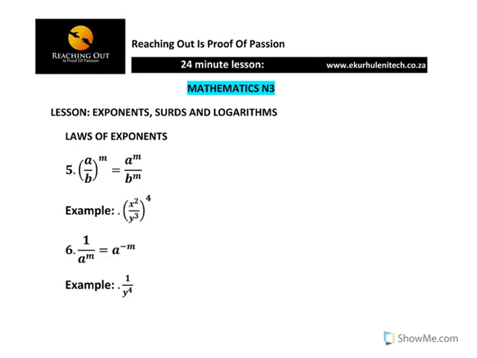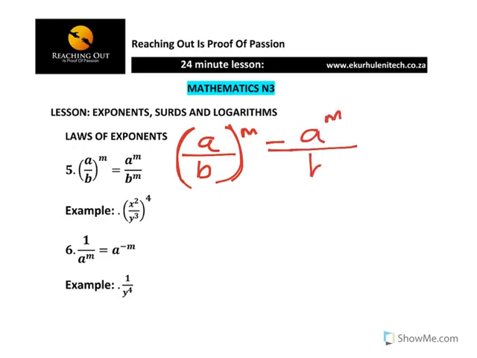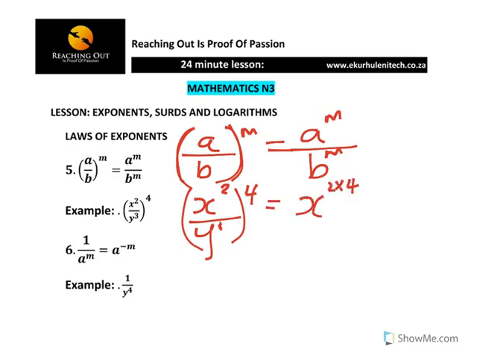That is that law. The law number 5, it's similar to the previous law. If (a over b) to the exponent m, because of the bracket in here, that's why a alone is affected and b alone is affected. That's why they gave you there (x squared over y cubed) to the power of 4, which is the same as x to the power 2 times 4 over y to the power 3 times 4, which is equal to x to the power 8 over y to the power of 12.